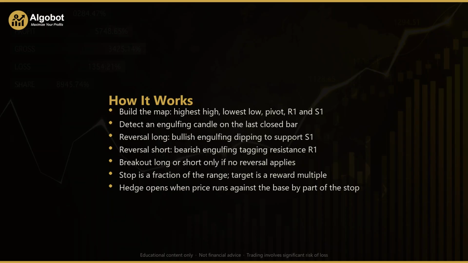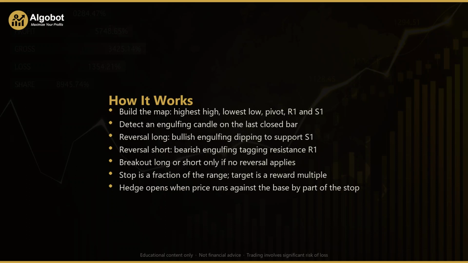Its first preference is the reversal or boundary fade. If a bullish engulfing forms and its low dipped down to or below the support boundary S1, the strategy signals long, expecting a snapback into the range. If a bearish engulfing forms and its high reached up to or above the resistance boundary R1, it signals a short. Only if neither reversal applies does it consider a breakout.